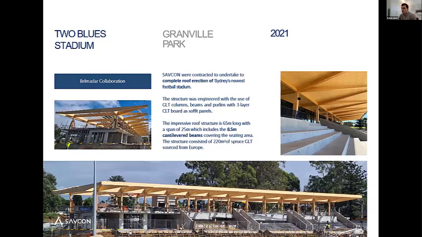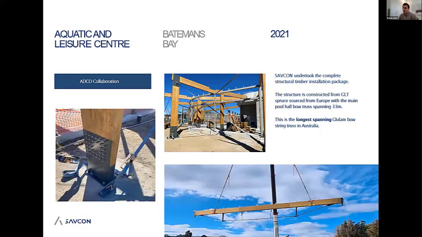The Granville Park Stadium was just a GLT structure with an 8.5 metre long cantilever at the front, so the tolerances were extremely critical to make sure that cantilevered beam didn't deflect more than designed. That was another great one that we were part of. And the most recent one, I'll say, was the Batemans Bay Aquatic Centre. As you can see in the bottom right-hand photo, there was a 33 metre long bowstring truss.